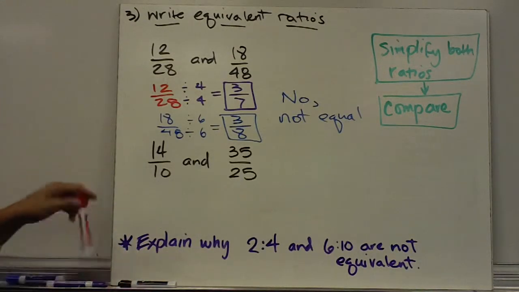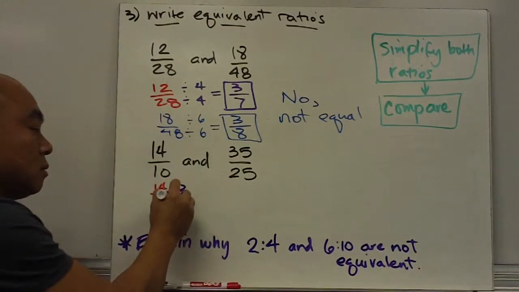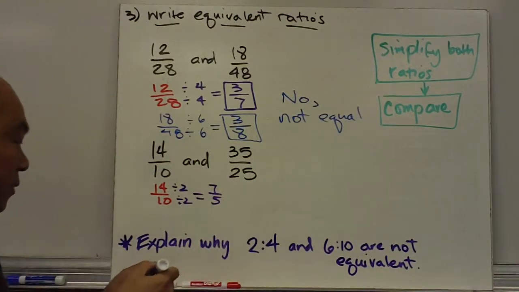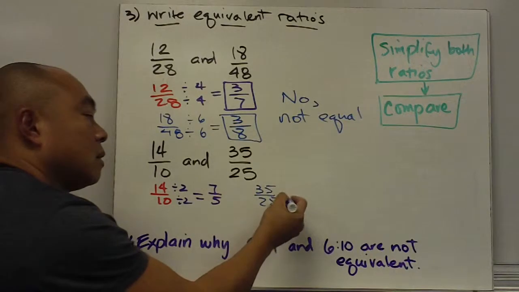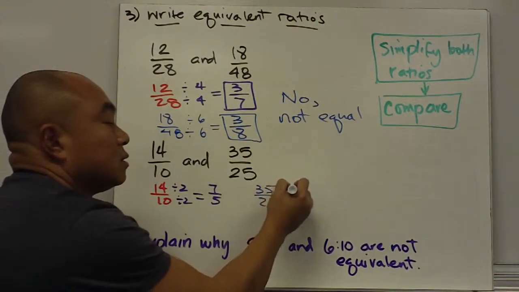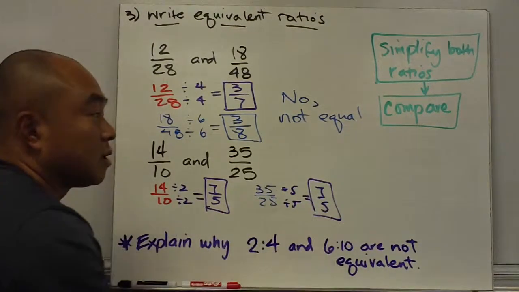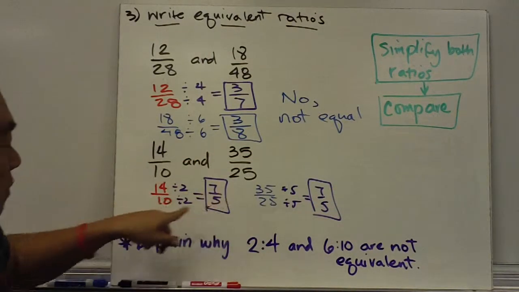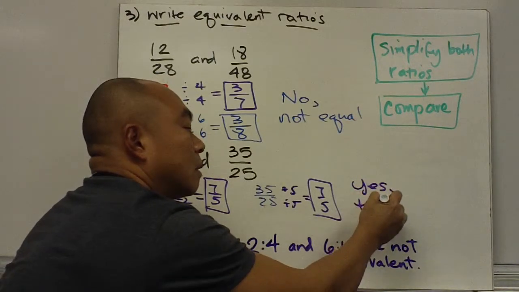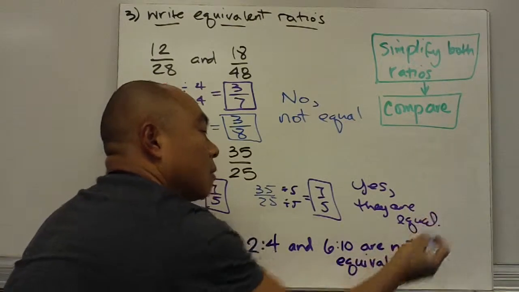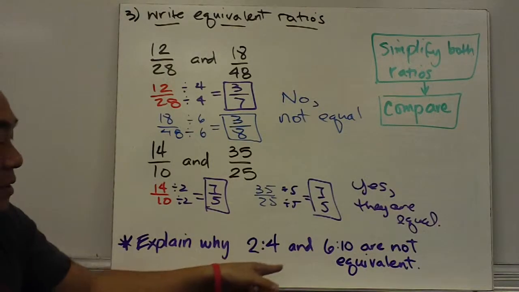All right, let's do the same thing with this one. So we have 14/10, and that's going to be, I believe, 2. And that's going to give me 7/5. All right, let's do the other one. We have 35/25. And the number that they both have in common is 5. So divide by 5, divide by 5. That's going to give me 7/5. So my two answers here, you're going to compare them. Once you're done comparing them, you notice that 14/10 and 35/25 both have the same simplified fraction. So this would be yes, they are equal. Okay. All right. So going after this, you should be able to explain why 2/4 and 6/10 are not equivalent.